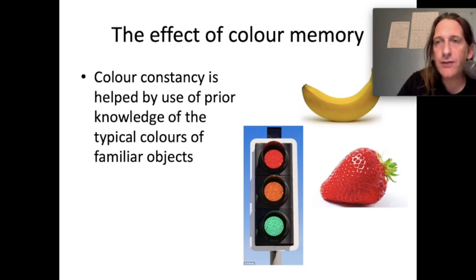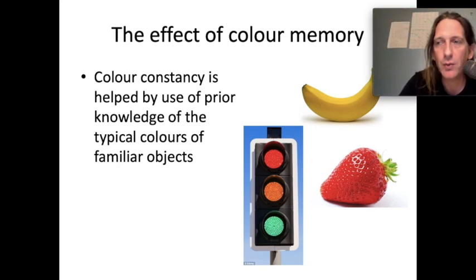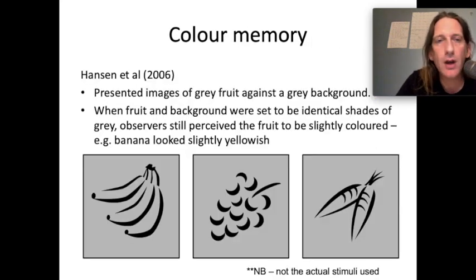Okay, so as well as the effects of the surroundings, we also have the effect of colour memory. So we obviously have prior knowledge of the typical colours of familiar objects. Everybody knows that a banana is yellow and a strawberry is red. Everybody knows that the order of the traffic lights is red, orange, and green. So we have this top-down memory of objects, which, if we're looking at a familiar object, will help us in terms of colour constancy. And there are some neat experiments that have shown just how strong this effect is.